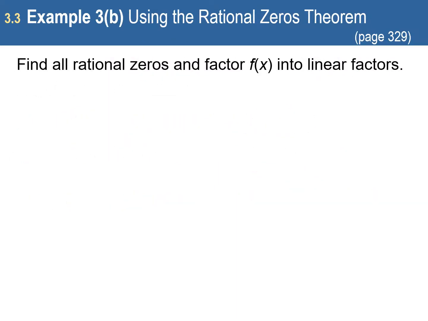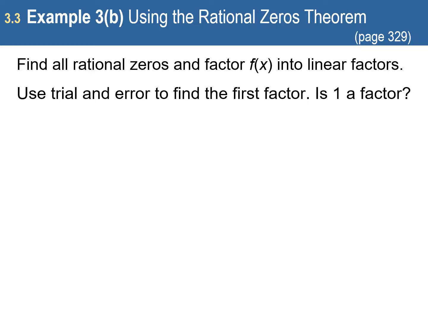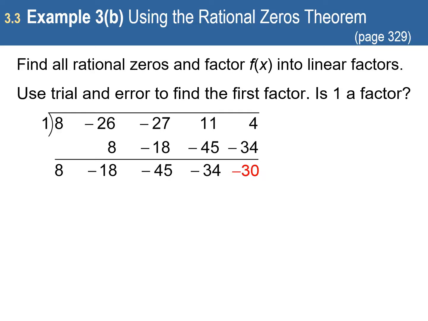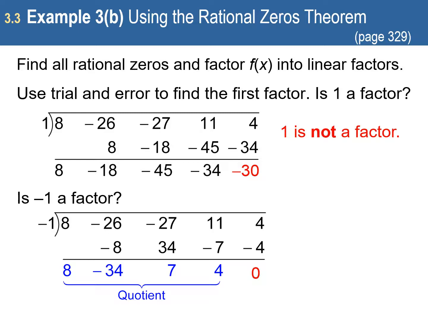So now using our possible rational zeros, we can find all the rational zeros of f. So let's just start with 1. Is 1 a factor? We use synthetic division, and we see that 1 is not a factor. So now we try negative 1. Is it possible negative 1 is a factor? We'll use synthetic division, and you see, yes, negative 1 is a factor.